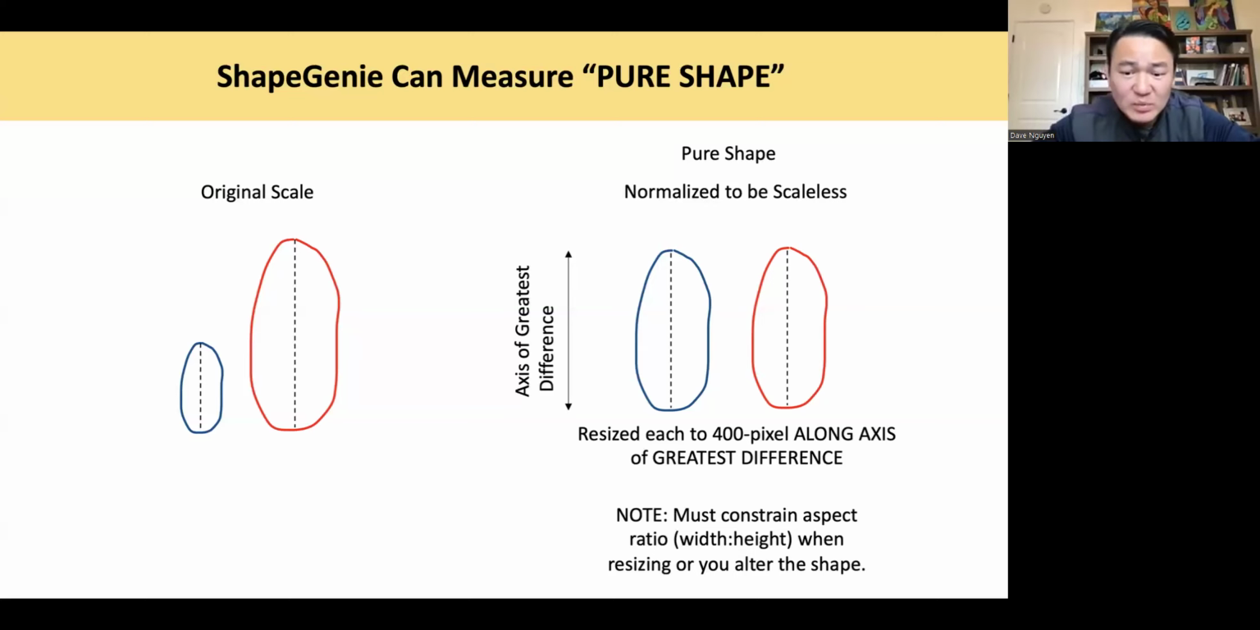But when we resize it, we always constrain the aspect ratio, so a square doesn't become a rectangle, so to speak. And when we do that, we measure shape apart from the effect of size. And this is something impossible until now. And in many instances, as you will see, we're finding really amazing things and much cleaner data than traditional metrics such as volume, area, perimeter, etc.